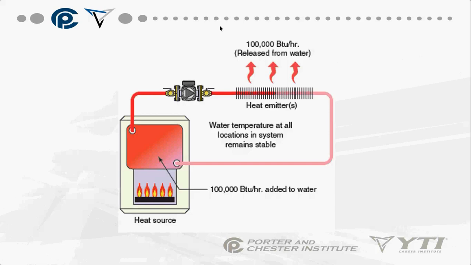Okay? And that's basically what we are trying to achieve. We are trying to deliver as much water temperature in all locations while maintaining a stable boiler. Okay? So if I'm going to have to deliver 100,000 BTUs of heat to a space, I have to be able to have an equilibrium and be able to have the same amount coming back and going out. All right?